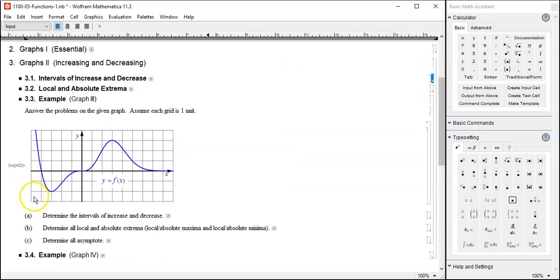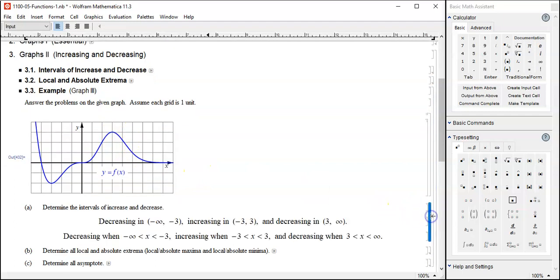Let's go back. Intervals of increase and decrease. Do not look at the y-coordinate, all right? I mean, the graph is going up, down, and in that sense, you have to look at the y-coordinate, but in terms of the answer, do not give the point x comma y. You should answer in terms of the x-coordinate. When the x-coordinate is negative infinity to negative 3, we have decreasing. When x is negative 3 to positive 3, we have increasing. And when x is positive 3 to infinity, decreasing. I'm talking about these.